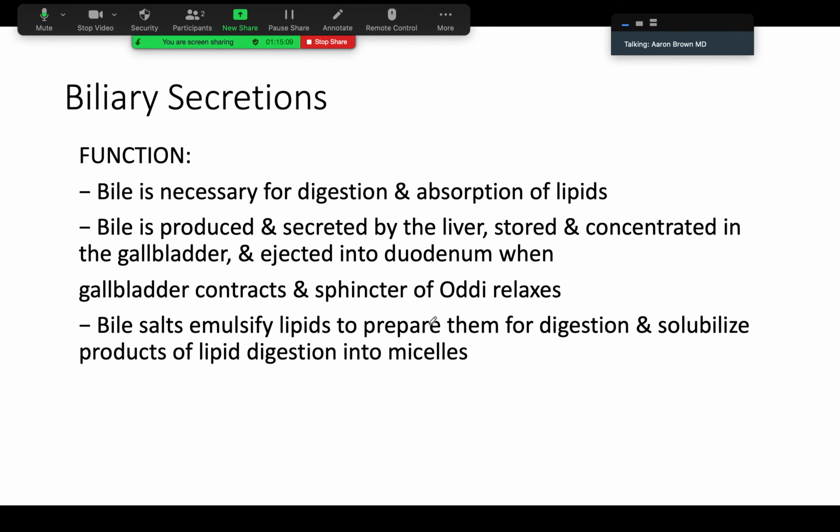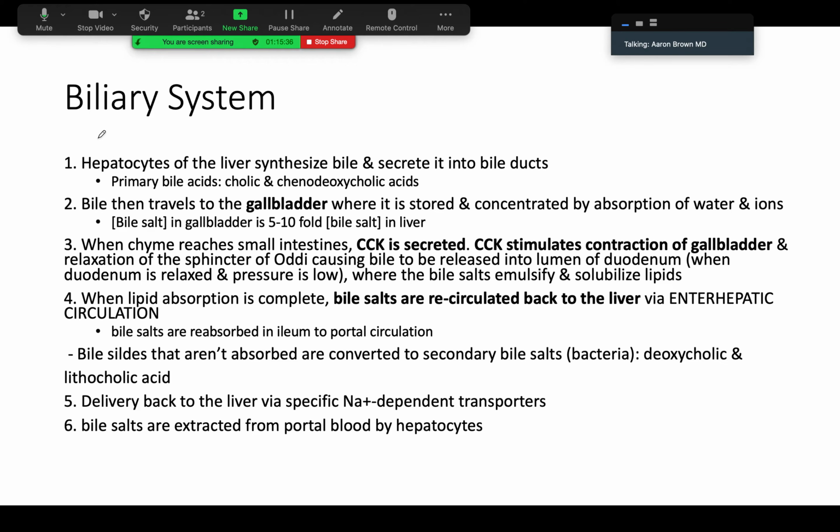Okay, so biliary secretions, digestion, absorption of lipids. We mentioned that it is produced by the liver, of course, when the bladder contracts and sphincter of Oddi relaxes, secondary to the 3-letter hormone CCK. Bile will be ejected into the duodenum. It's going to emulsify lipids, prepare them for digestion, and solubilize products of lipid digestion into micelles. So hepatocytes are going to make the bile. Great. It travels to the gallbladder.